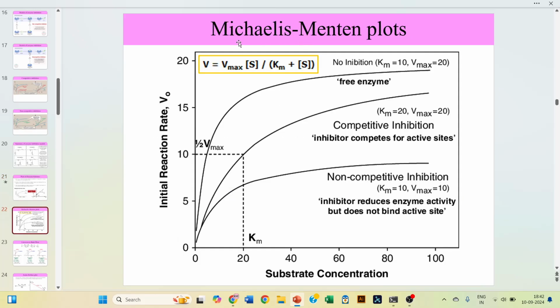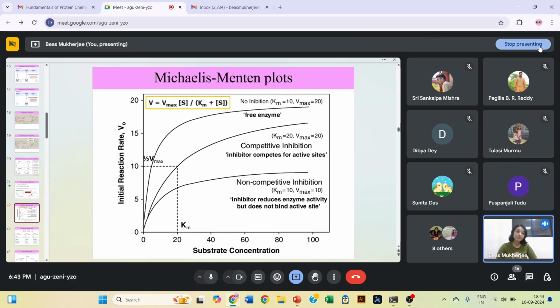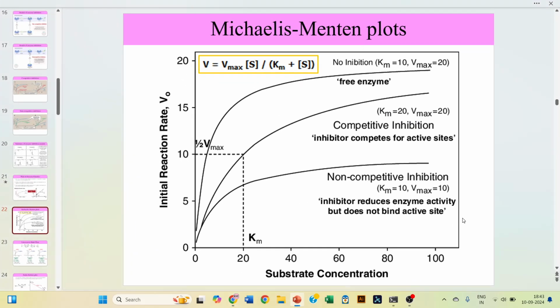So what happens in case of the different kinds of inhibition models when it comes to this plot? If you look at the Michaelis-Menten plot, you will see that the different inhibition models can be represented in this way. So in one, you know Km increases. In non-competitive, you know that Vmax decreases. This is how you can actually plot them using the Michaelis-Menten curve.